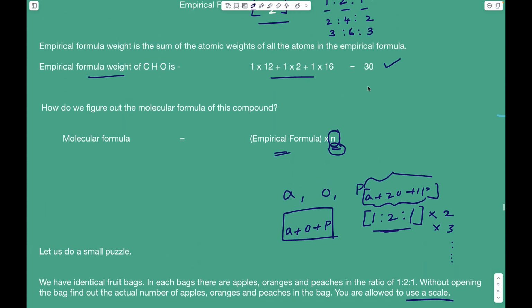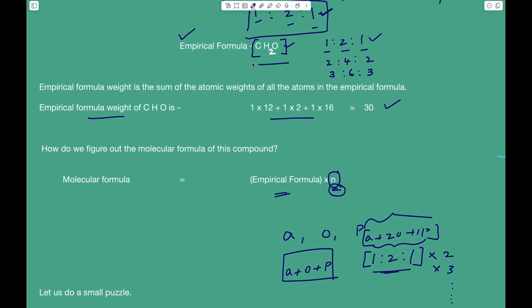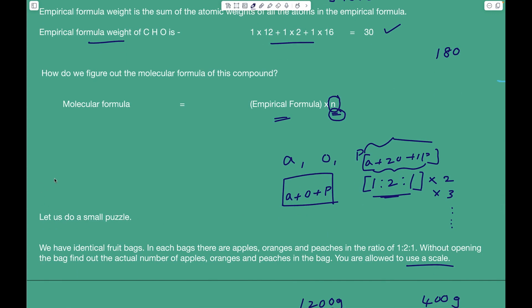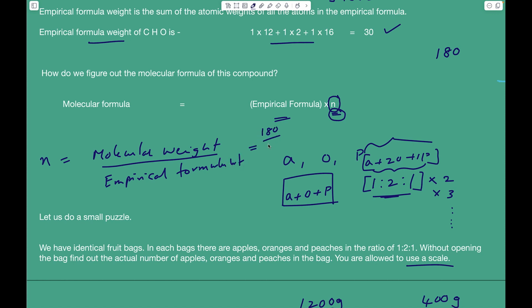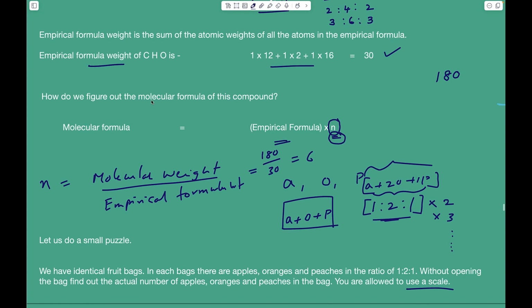And let us say we experimentally found out that the molecular weight of this compound is 180. Then how do you get the value of N? It is equal to the molecular weight of the compound over the empirical formula weight. And that would be 180 over 30, right? So it would be 6. So to get the molecular formula of this compound, you have to multiply its empirical formula with 6.